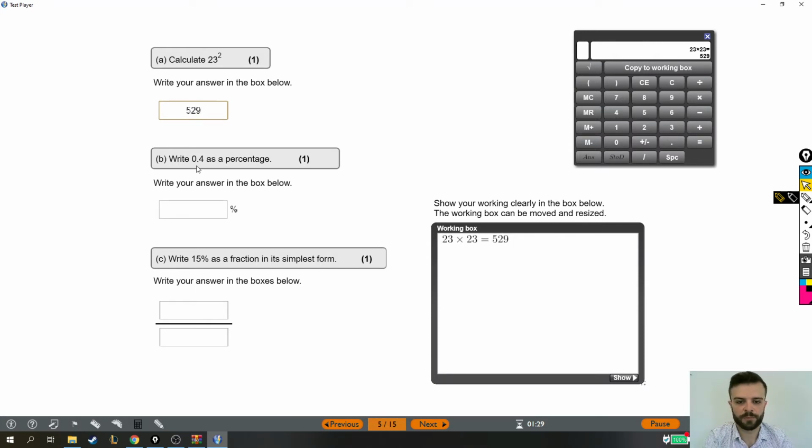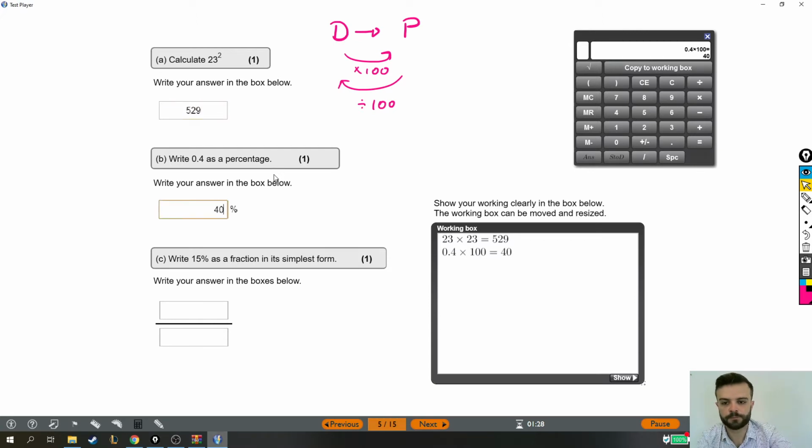Write 0.4 as a percentage. So it's a decimal at the moment, 0.4. And to go from a decimal to a percentage, you are timesing by 100 to go in that direction. And if you wanted to go from a percentage to a decimal, you divide by 100. We're going from decimal to percentage, so we are going to take our 0.4, multiply it by 100, and it's 40. So that means it's 40%.